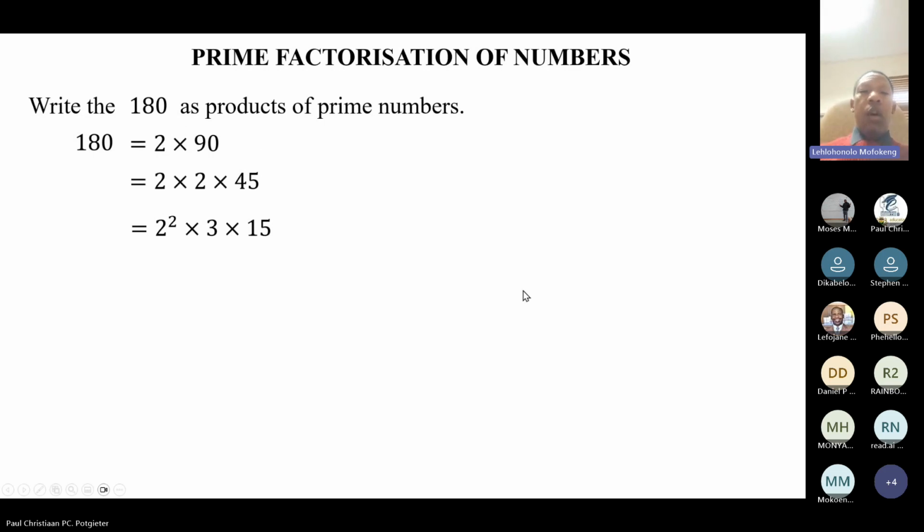And then we decompose 45 into 3 and 15. 3 is a prime number. And then 15 is also a composite number. It needs to be decomposed. Therefore, we are having 15 as represented by 3 multiplied by 5.